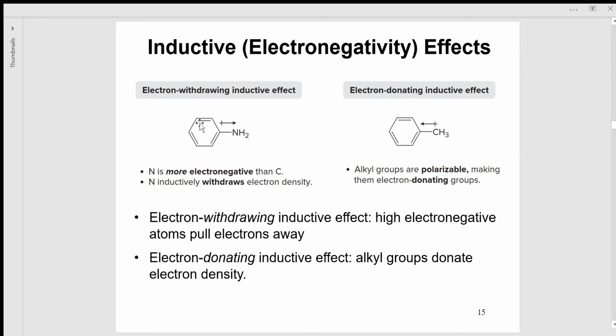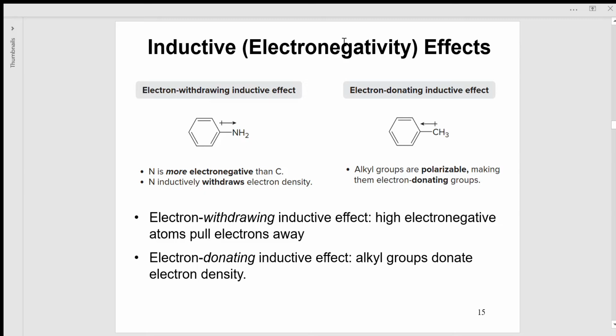When we do this analysis of electron density, we need to know the effect of the substituent groups. Like in this case, it's an amine group, NH2. In this case, it's the methyl group. Are they electron withdrawing or electron donating groups? Basically we have two effects to analyze. The first one is the inductive effect. For the inductive effect, we basically just need to know the electronegativity.